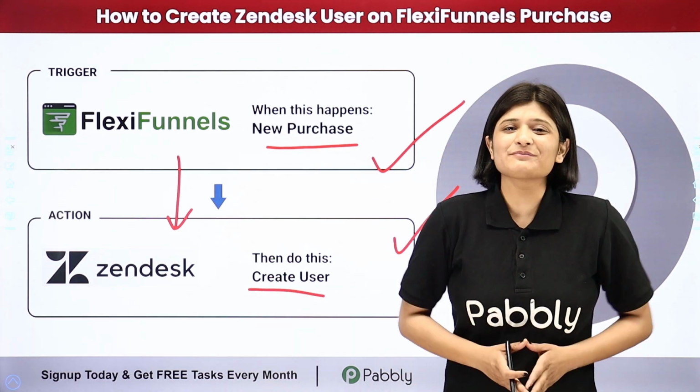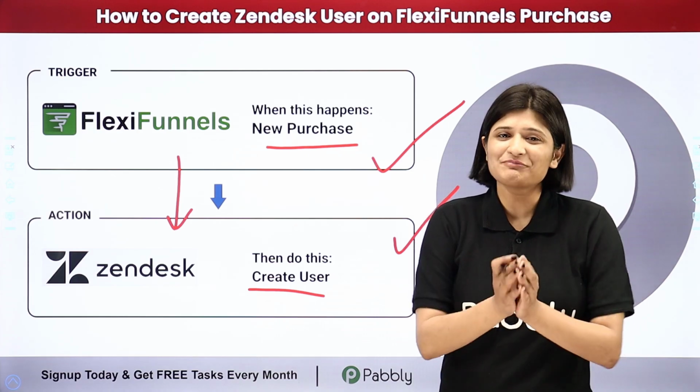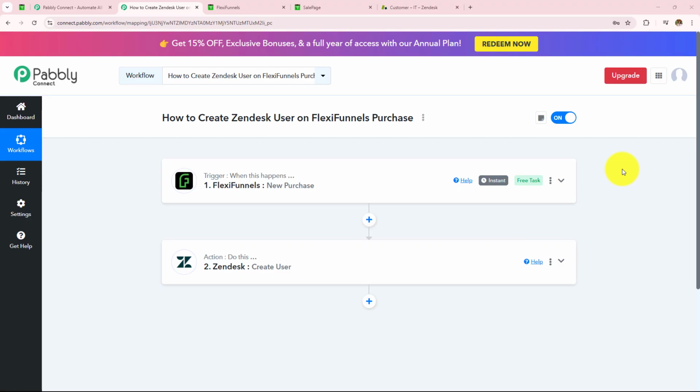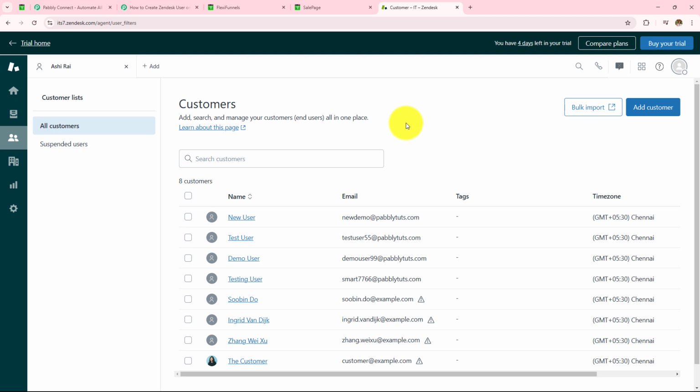Now, if you want to learn this amazing automation step by step, then let me take you all to my screen. In this video, we are going to learn how to create Zendesk user on FlexiFunnels purchase. For this, I have created an automation workflow with the help of Pabbly Connect, where I have made connection between FlexiFunnels and Zendesk, and now I am going to do a new purchase in my FlexiFunnels, and if a user is created in my Zendesk account, this means this automation workflow is working fine.